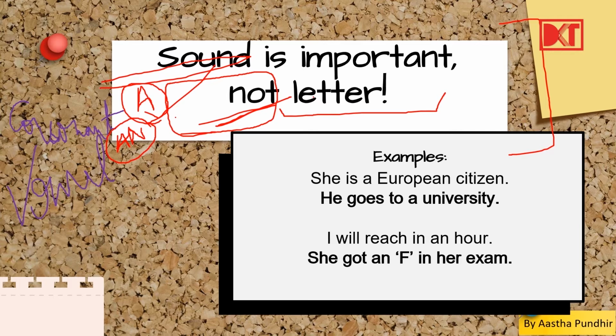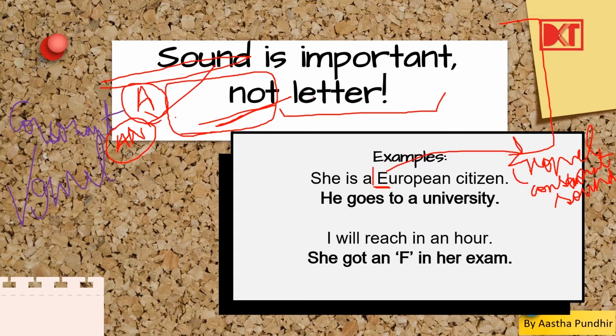लेट्स सी द एग्जांपल्स. यहाँ पे आप देखो, शी इज अ यूरोपियन सिटीजन. नाउ यूरोपियन जो है इट इज स्टार्टिंग विद एन ई. नाउ ई इज अ वॉवल, बट इसकी जो साउंड है इट हैज अ कॉन्सोनेंट साउंड. वॉवल होते हुए भी साउंड कॉन्सोनेंट की है. यूरोपियन, य इज अ कॉन्सोनेंट साउंड, तो हम यहाँ पे अ यूज कर रहे हैं. ओके.